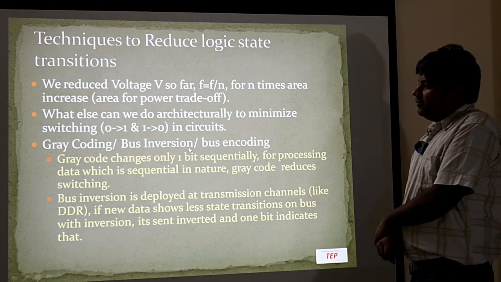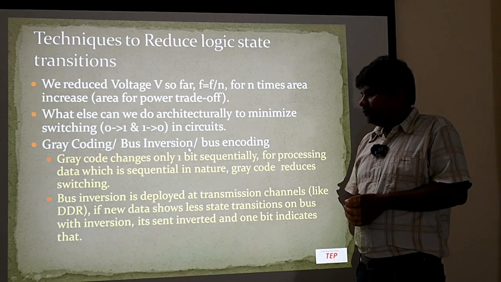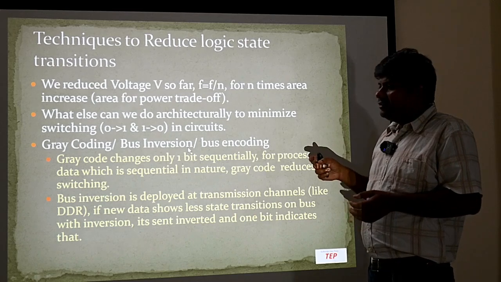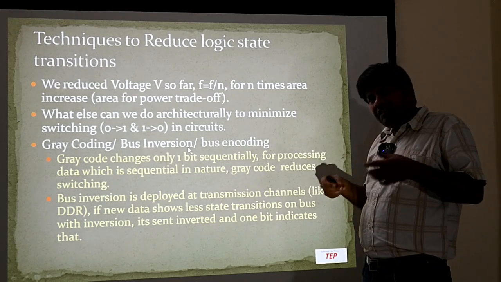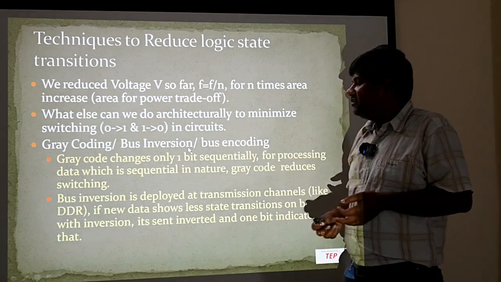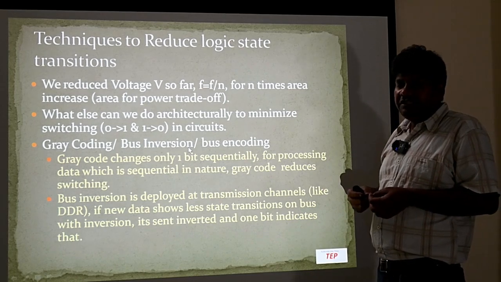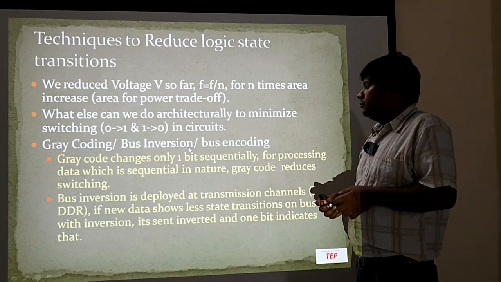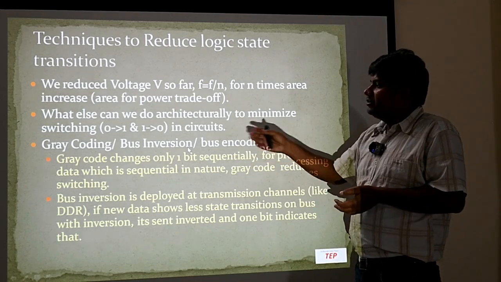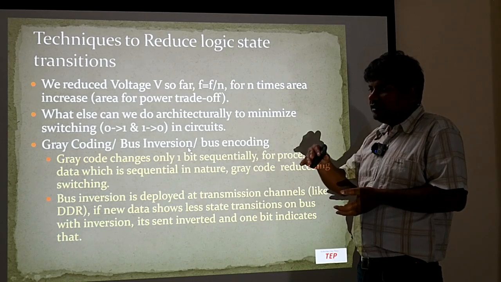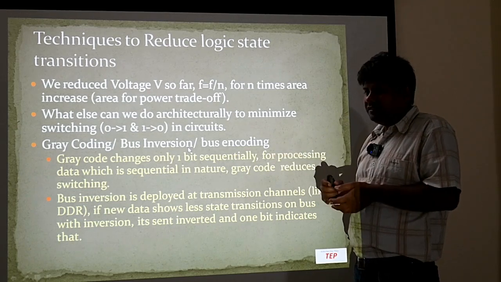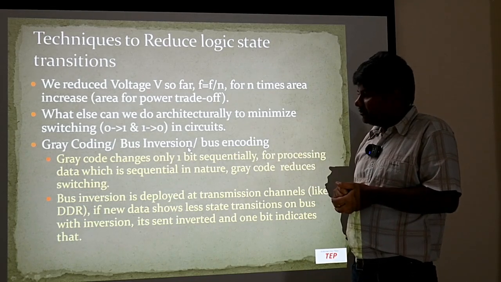So far we discussed area for power mostly, and parallelism for performance. Another technique is that in some way we can reduce the switching activity itself. One of them is gray coding. As you know, sequential data in gray code changes only 1 bit at a time. So for addresses of instructions, which are sequential in nature, we use gray code. As the sequence proceeds, only one bit in the entire bus changes, and thus the overall switching is reduced.